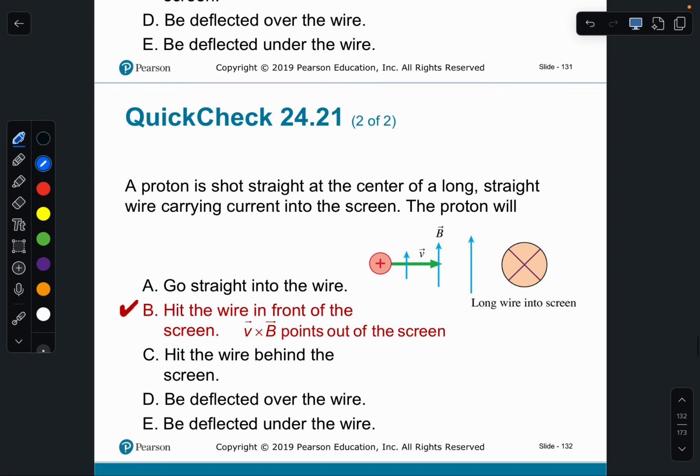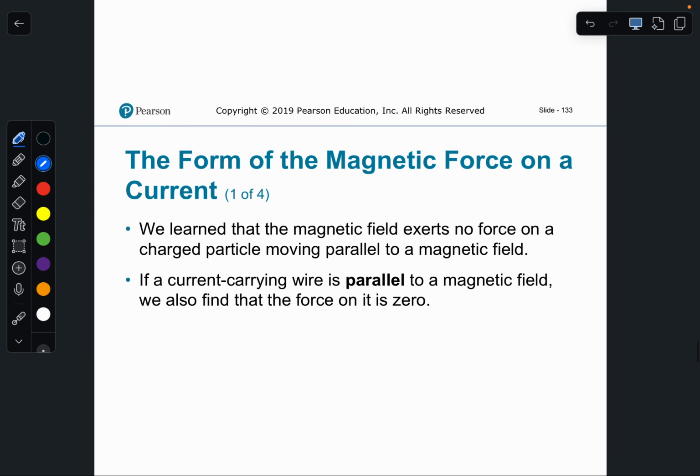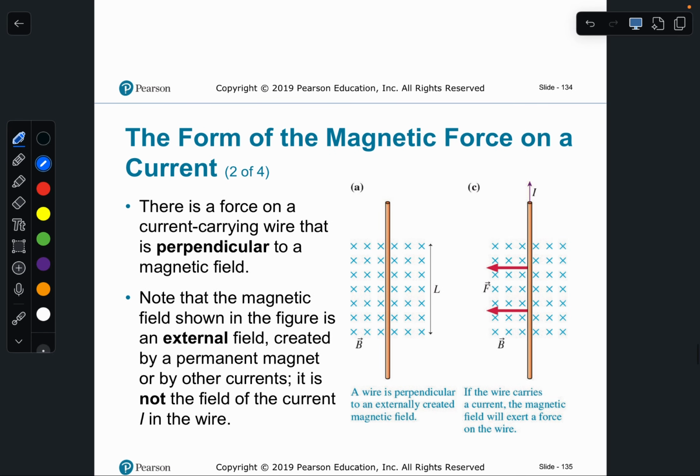So what I want to jump to is this. Obviously, if single particles feel forces due to magnetic fields, then currents are going to feel forces due to magnetic fields, right? Because a current is simply a collection of charged particles. So we're going to use essentially the same right-hand rule, except instead of our velocity being of one charge, our velocity is going to be the current direction, right? Because the current direction is the flow of positive charges.